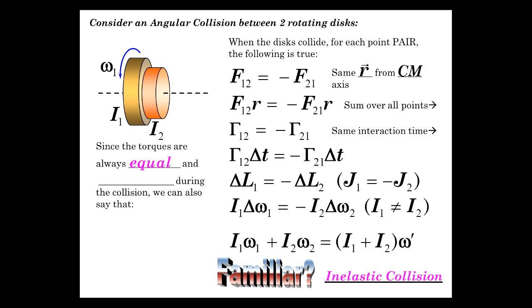They're colliding inelastically. The torques are always equal and opposite during the collision. Given that being the case, we can say the rate at which the angular momentum of the first one changes plus the rate at which the angular momentum of the second disk changes, which is the definition of torque on one plus torque on the other, is equal to 0. The combined torque is equal to 0.